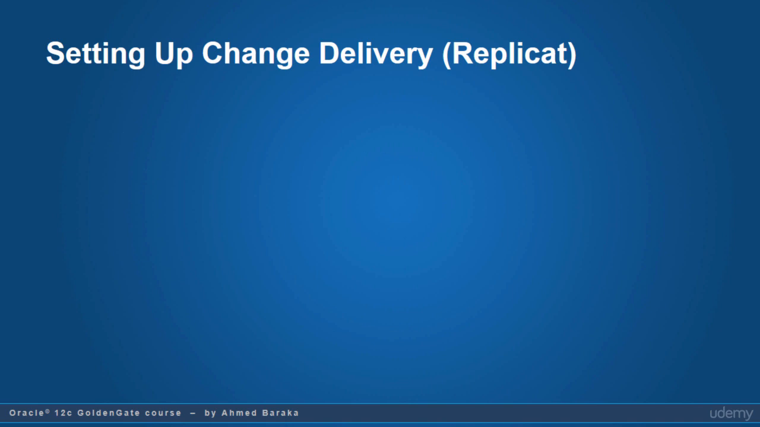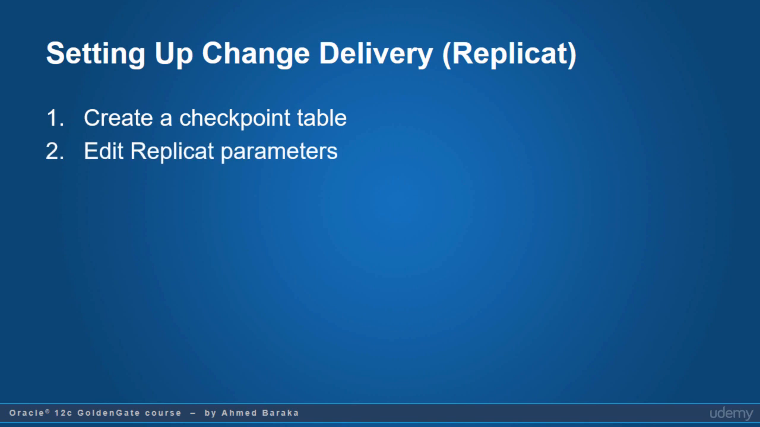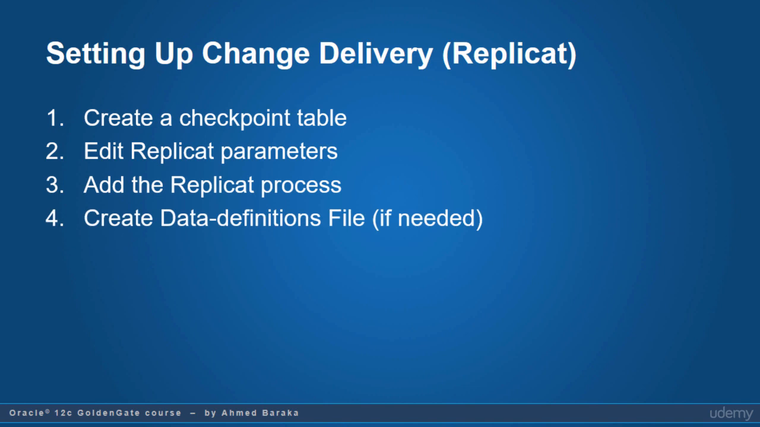The procedure to create a replicate process is as follows. Create a checkpoint table, although this is optional, but it is highly recommended. Edit the replicate parameter file. Add the replicate process and assign the checkpoint table to it. If the data definition on the source database is different from the one in the target database, you must create the data definitions file in the source database system and move it to the target database system if the version of Oracle GoldenGate is older than 12.2.